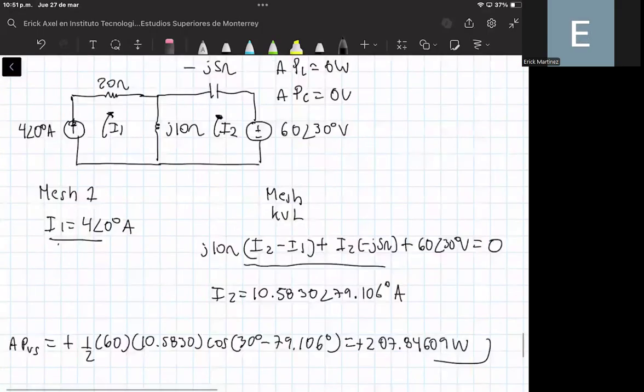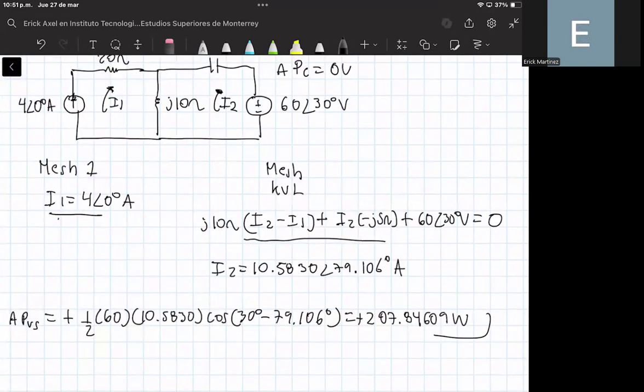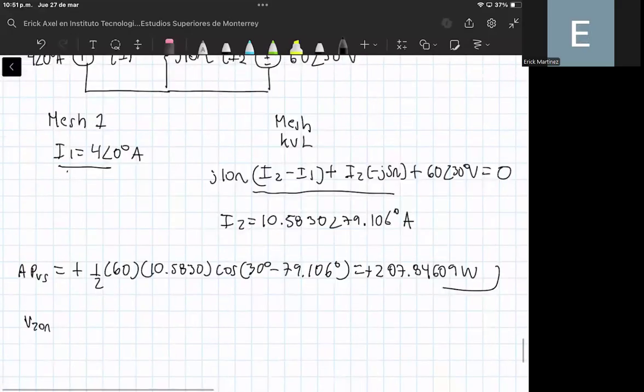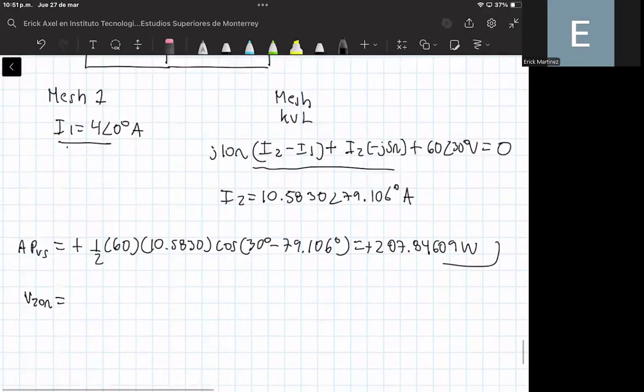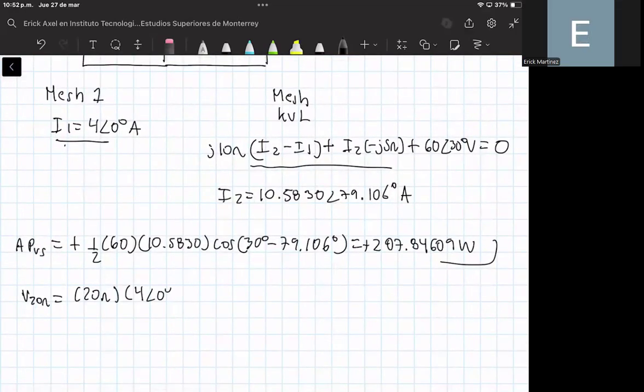Now, what else can we do? We can also compute the average power of the 20 ohm resistor, but first we need to compute the voltage of the 20 ohm resistor. The voltage of the 20 ohm resistor is equal to 20 ohms times the value of the current I1. Remember that I1 is 4 with an angle of 0 degrees amperes, and this is equal to 80 with an angle of 0 degrees volts.